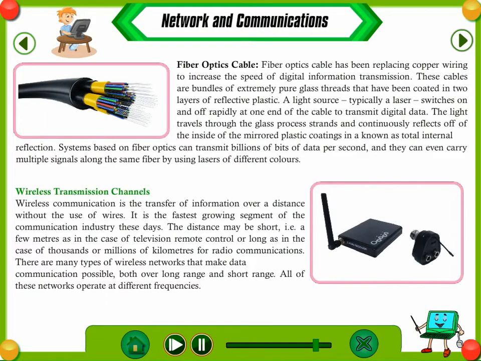Wireless transmission channels. Wireless communication is the transfer of information over a distance without the use of wires. It is the fastest growing segment of the communication industry these days. The distance may be short, that is a few meters as in the case of television remote control, or long as in the case of thousands or millions of kilometers for radio communications. There are many types of wireless networks that make data communication possible, both over long range and short range. All of these networks operate at different frequencies.